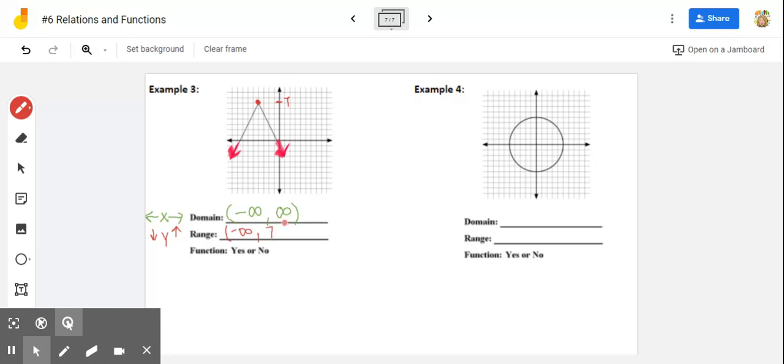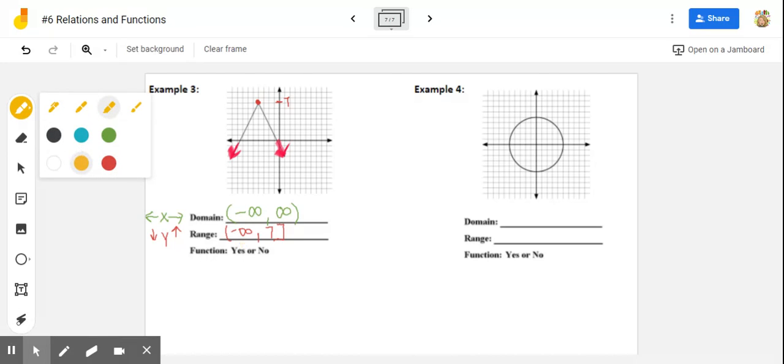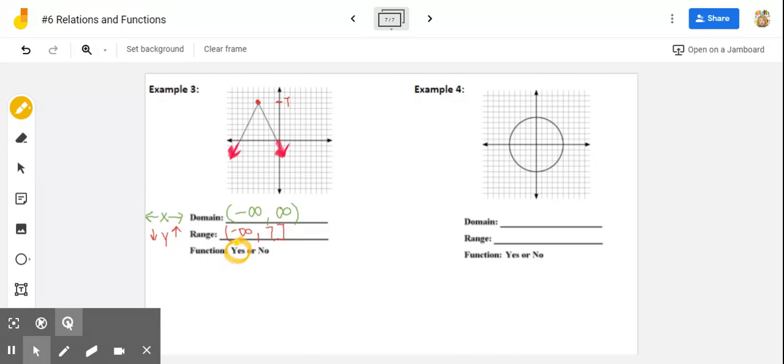Now, I'm going to use this bracket to denote that I can be at 7. It's not an open dot. It's actually on the function. Now, this is, in fact, a function because for every x, we have one y value. So this is functional. For every x, we have one y.